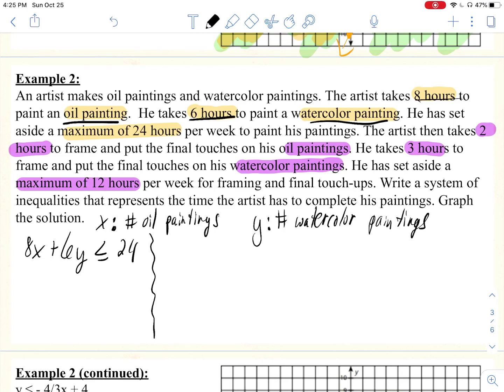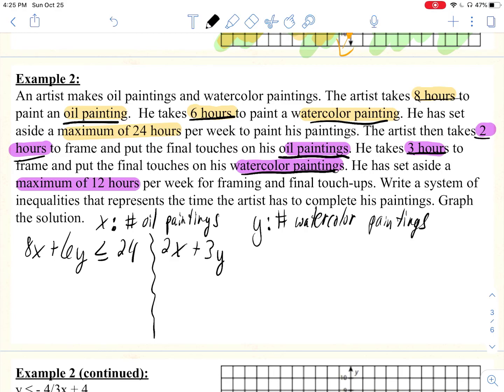Our next inequality is going to be represented by what's shaded in purple. It takes 2 hours to frame and put the final touches on the oil painting. Well, x represents the number of oil paintings, and if it takes 2 hours to frame and put the final touches on each, we're going to represent that as 2x. It takes 3 hours to frame and put the final touches on the watercolor paintings. We're going to represent that as 3y.